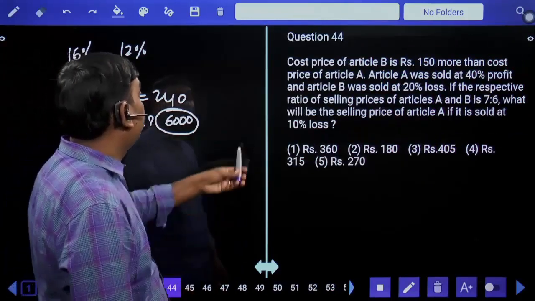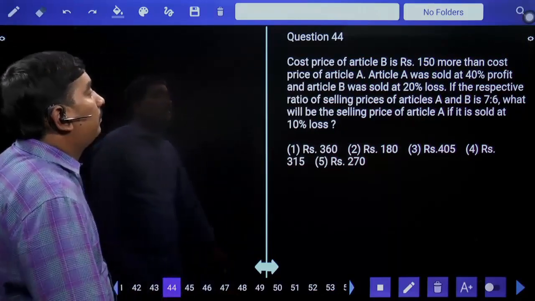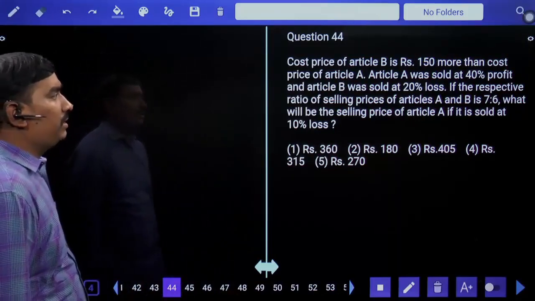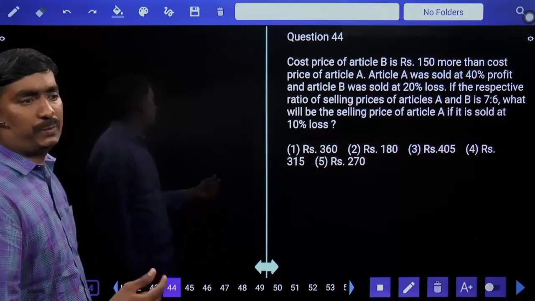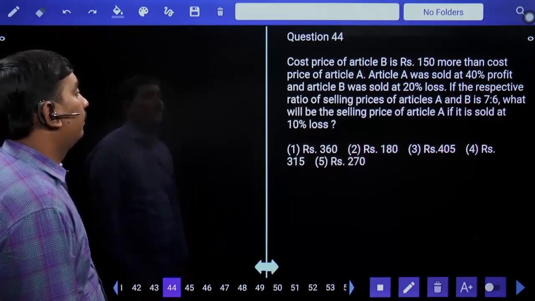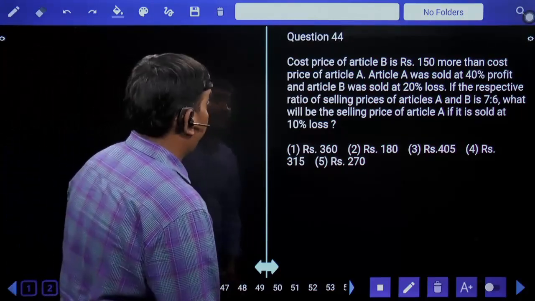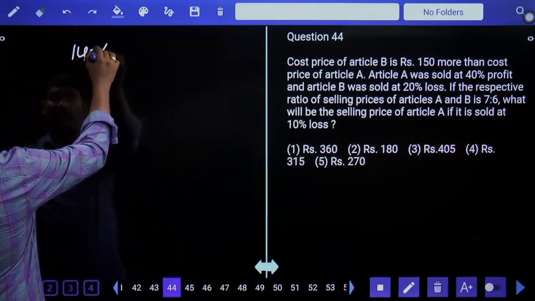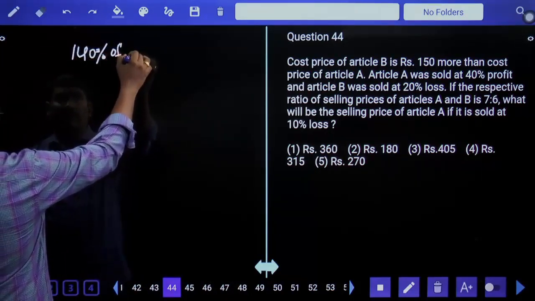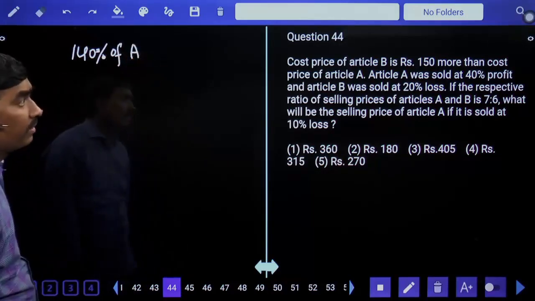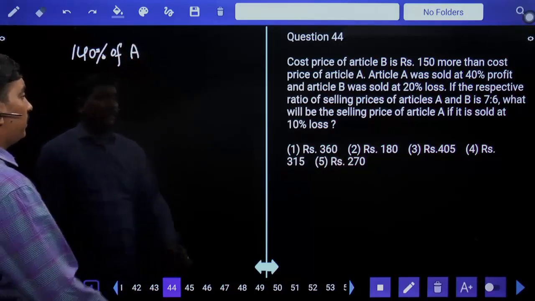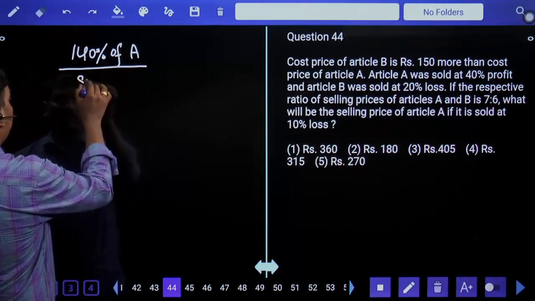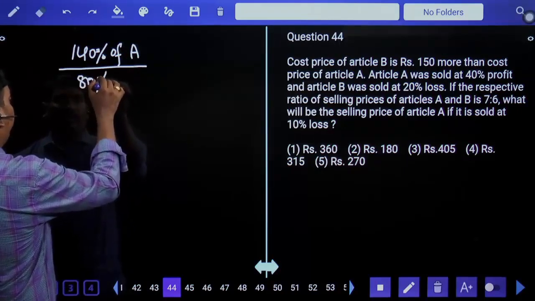Next. Cost price of article B is 150 rupees more than cost price of article A. Article A was sold at 40% profit, so selling price is 140% of article A. Article B was sold at 20% loss, so selling price is 80% of B.